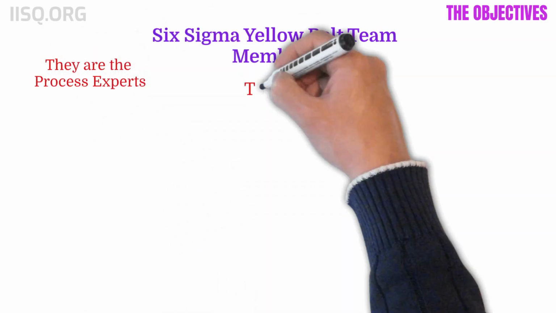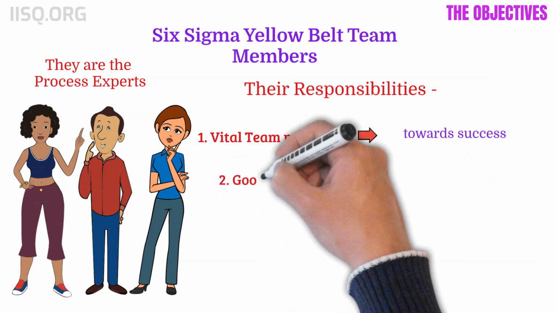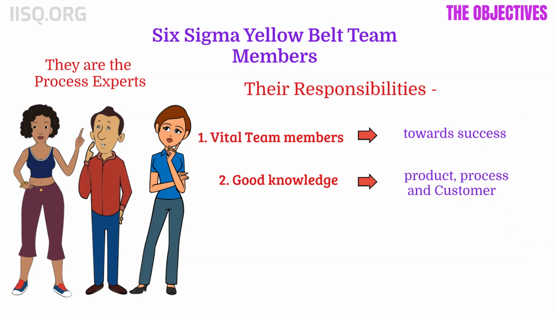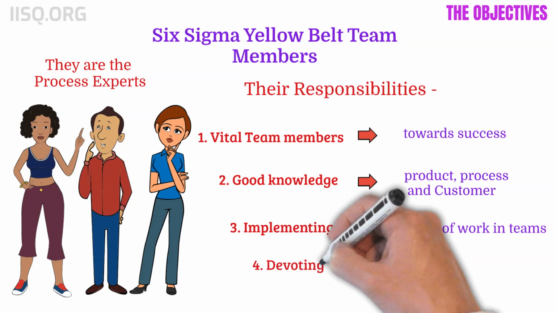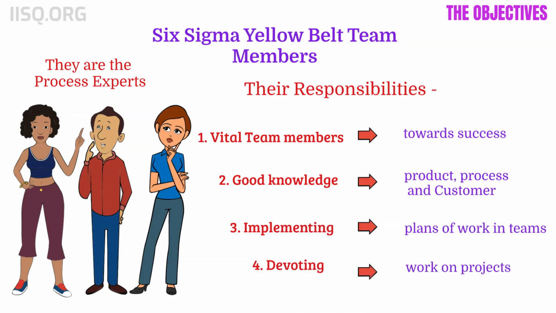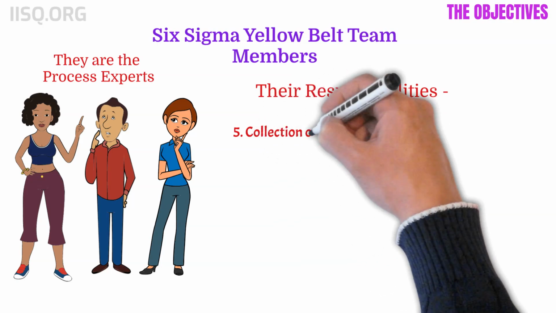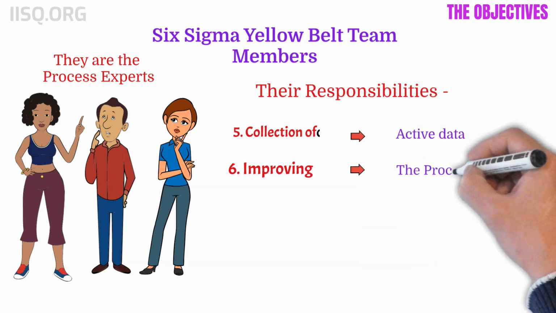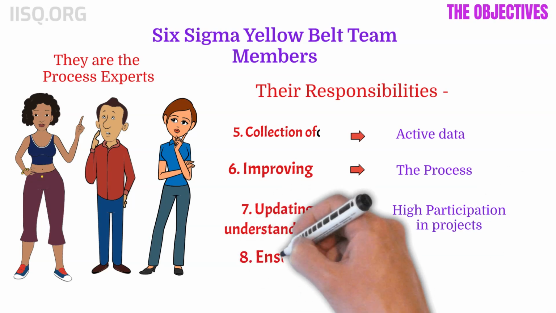At last, the Six Sigma team members are the process experts who are responsible for working as vital team members towards success, having good knowledge of product, process, and customer, implementing plans of work in teams, devoting time to work on projects. Their other responsibilities are active data collection, process improvement, updating understanding of customer feedback, and ensuring high participation in projects.